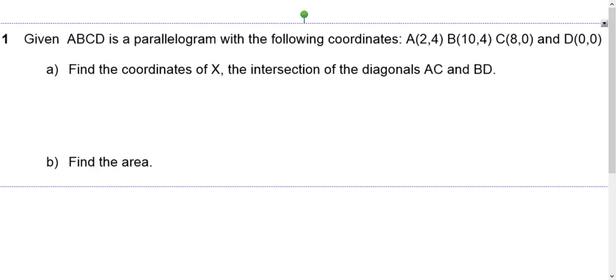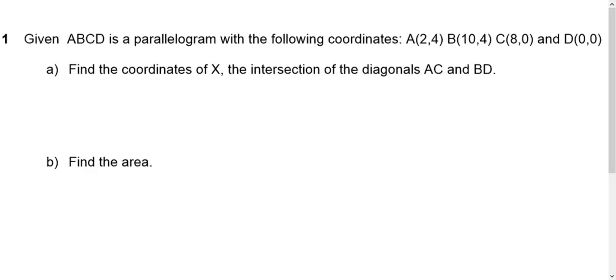ABCD is a parallelogram with these coordinates, and we're going to find the coordinates of X, which is the intersection of the diagonals. Diagonals of a parallelogram bisect each other, which means they're going to intersect at the midpoint. They're going to have the same midpoint, and that's where they intersect. So we just need to find the midpoint.